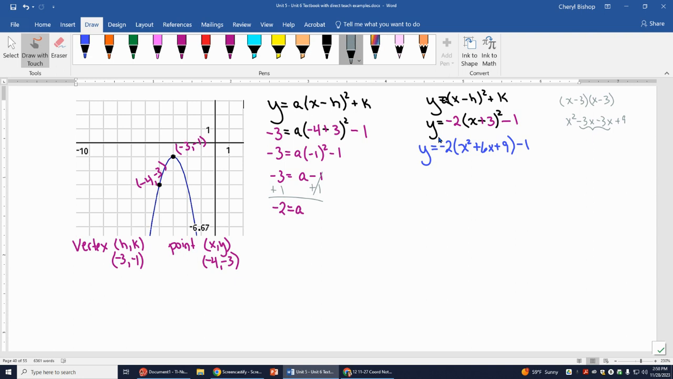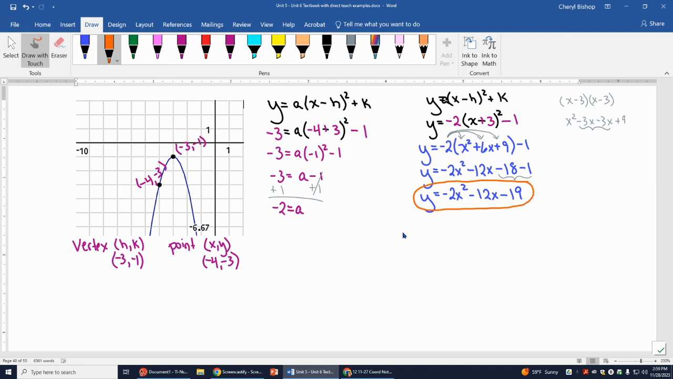Okay, then the next thing I need to do is distribute this negative 2 to the 3 things inside those parentheses, everything except the k on the outside. When I do that, y equals negative 2x squared minus 12x minus 18. And then I still have this minus 1, so all I have left to do is combine these like terms on the end. y equals negative 2x squared minus 12x minus 19. And this is what we're going to put in our quadratic formula.